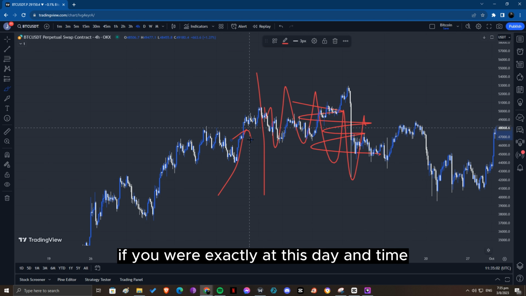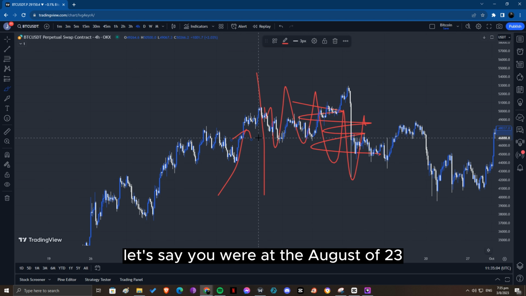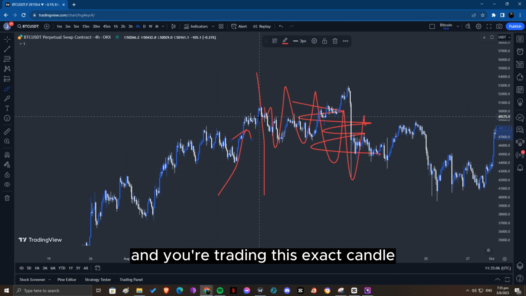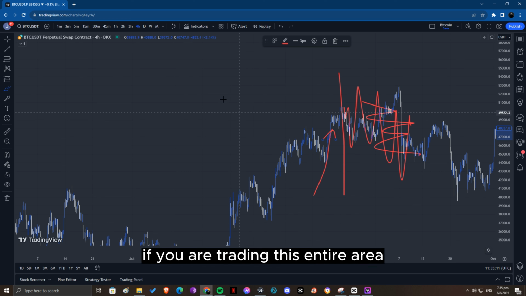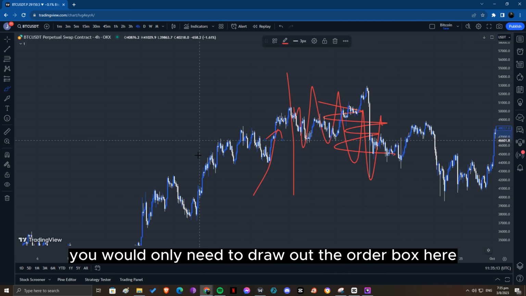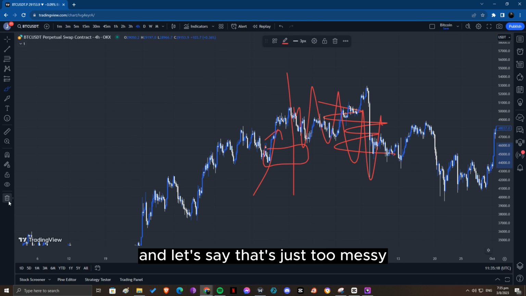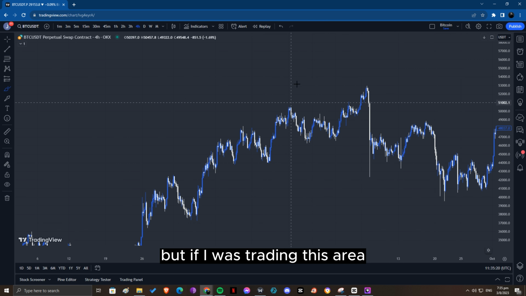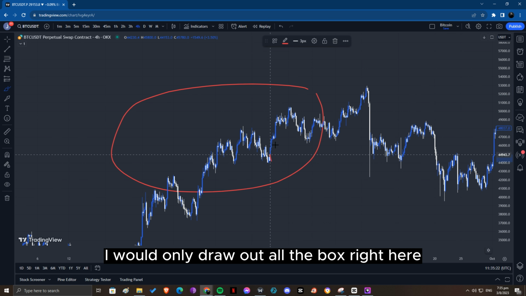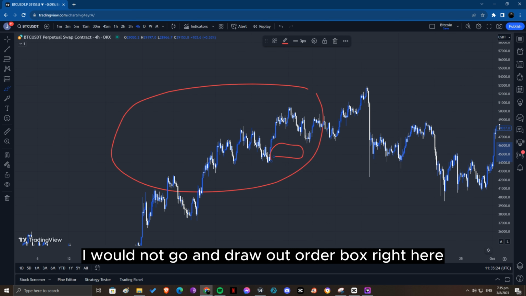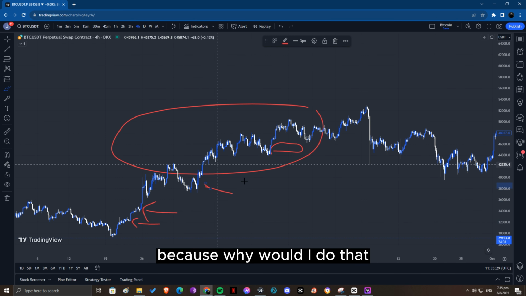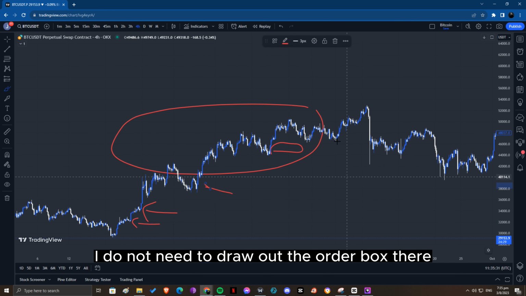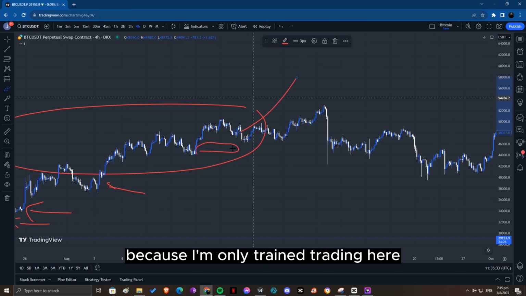If you were exactly at this day and time, let's say August of 23, and you're trading this exact candle, you did not know what will happen back then, but let's look at context. If you are trading this entire area, you would only need to draw out the order blocks here, and it's too messy, but if I was trading this area, I would only draw out order blocks right here. I would not go and draw out order blocks right here, right here, right here, because why would I do that? I do not need to draw out the order blocks there because I'm only trading here.